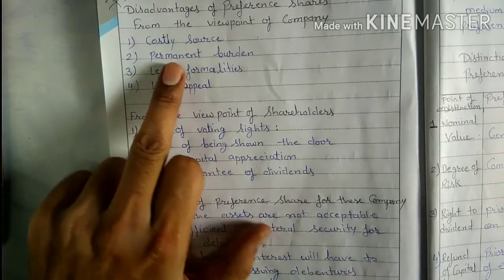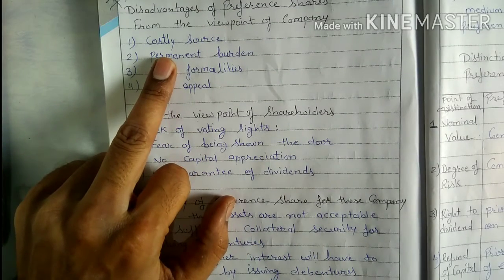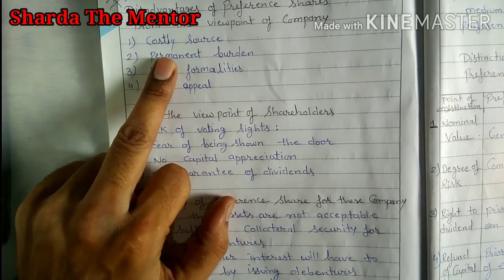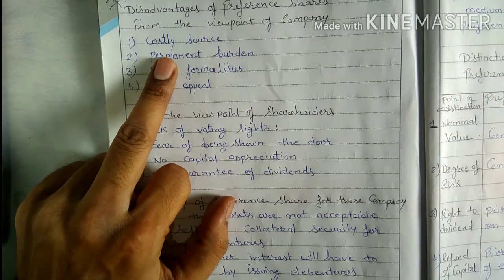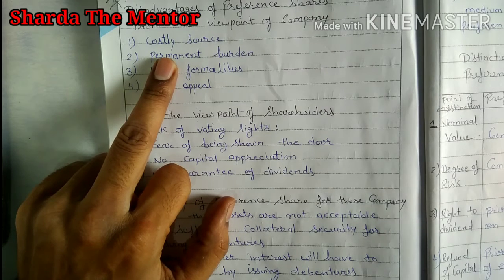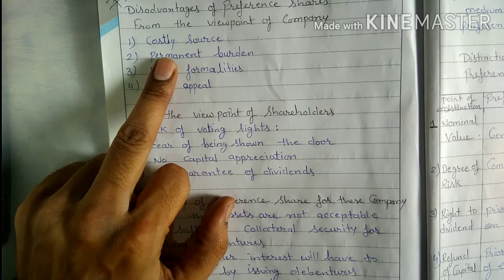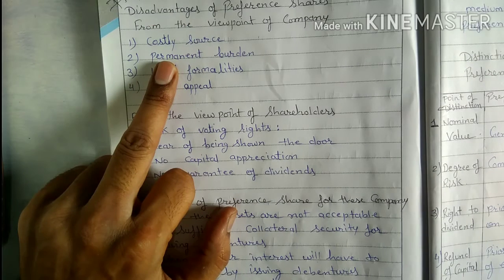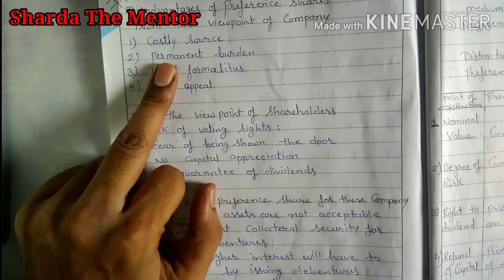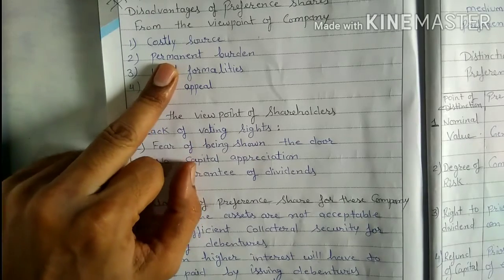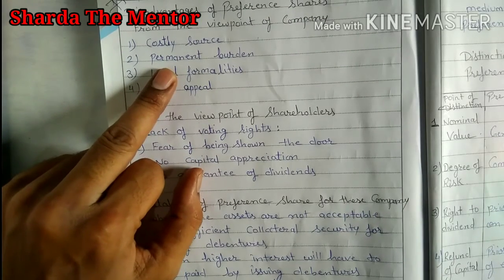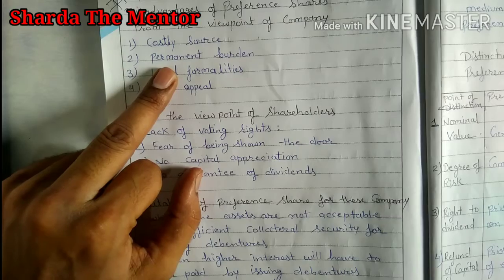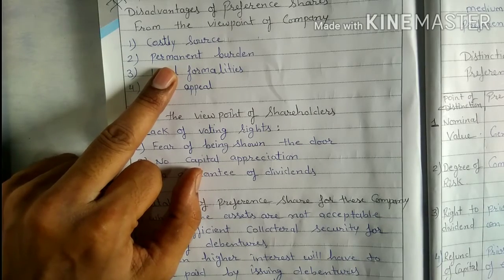So, disadvantages. The first disadvantage is that it is a costly source. When you compare equity share with preference share, you will find that the issuing expenses of preference share are higher as compared to equity share. And when we give dividends to equity and preference shareholders, the preference shareholder's dividend is not deductible for tax purposes. So that's why preference share is a costly source for the company.